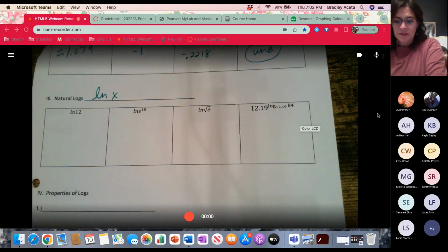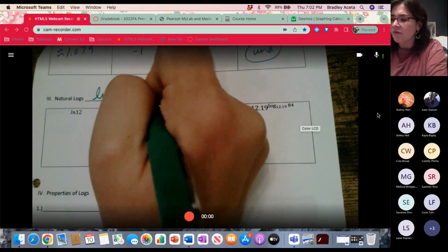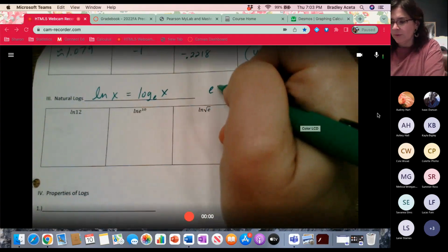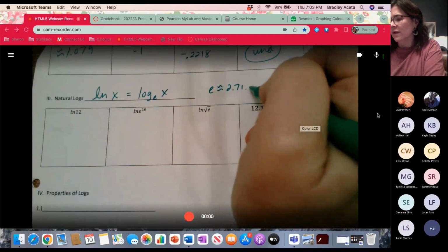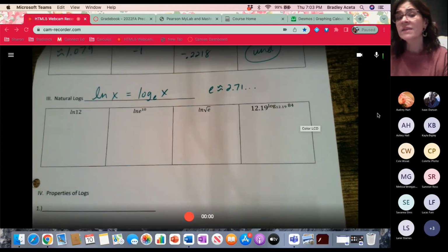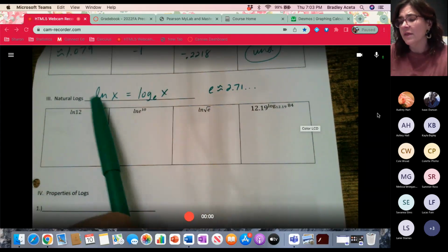But what it means is it is really log of a base e, e being that number 2.71, that irrational number. So it really is a log of a base e, but we rewrite the log and the e to be ln.